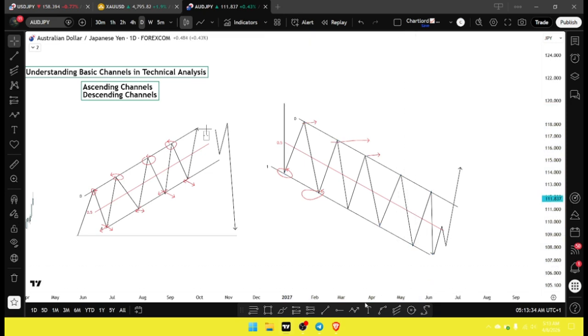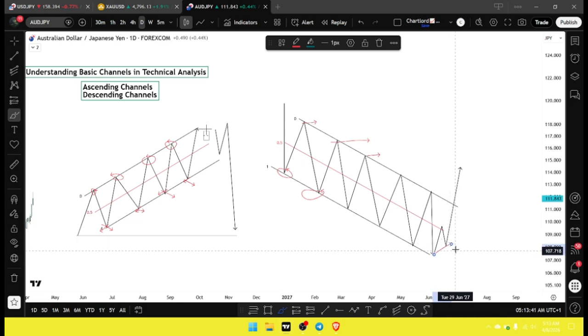So again, the first indication to look out for is always a swing failure. If you don't know what a swing failure is, you can just ask your AI or Google it. So always look out for a swing failure first, because that is the first indication of a change in trend in any structure. If you don't get a swing failure, look out for a sweep of liquidity of a structural low.